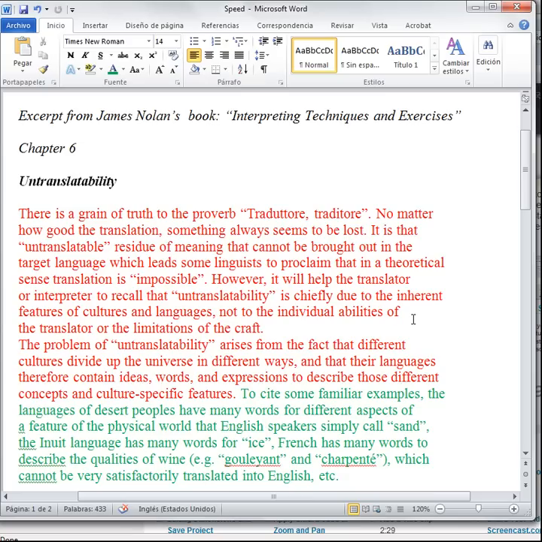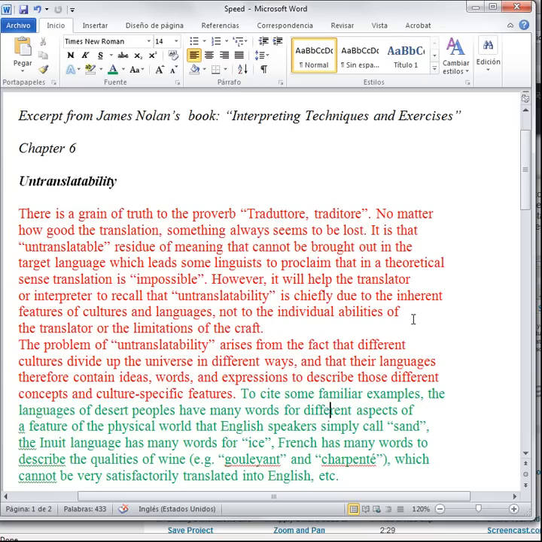However, it will help the translator or interpreter to recall that untranslatability is chiefly due to inherent features of cultures and languages, not to the individual abilities of the translator or the limitations of the craft. The problem of untranslatability arises from the fact that different cultures divide up the universe in different ways, and that their languages therefore contain ideas, words, and expressions to describe those different concepts and culture-specific features.